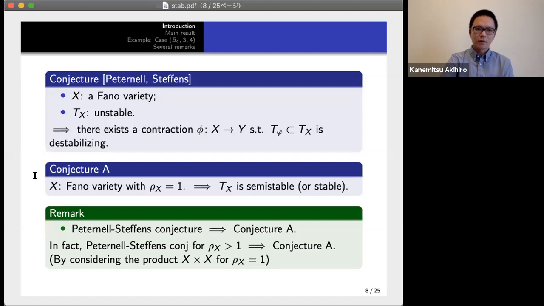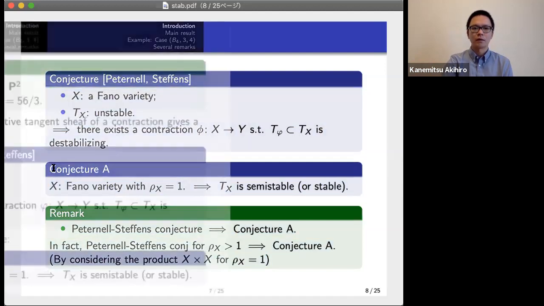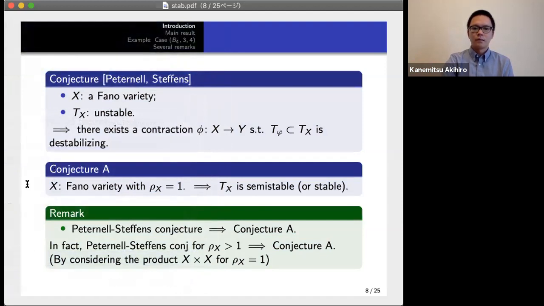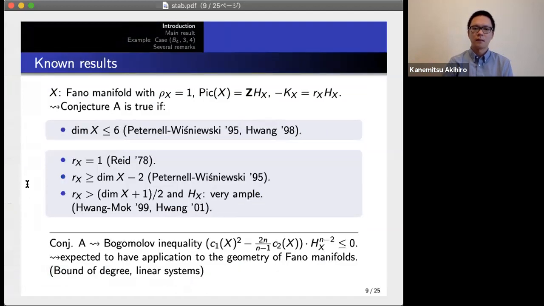Anyway, we have two conjectures, and the main object of this talk is conjecture A. Let me recall not all, but some known results on this conjecture. So let X be a Fano manifold with Picard rank 1. Then the Picard group is generated by an ample divisor H_X. Then the anti-canonical divisor can be written as a product of H_X and a positive integer r_X, which is called the index of the Fano variety.